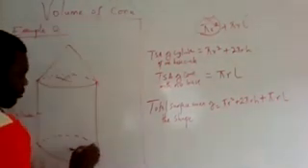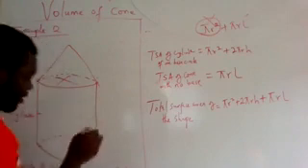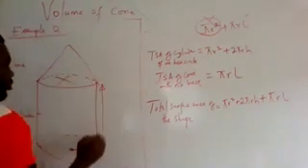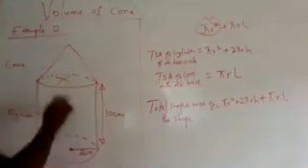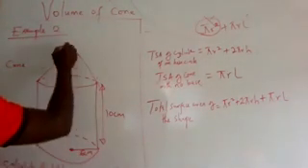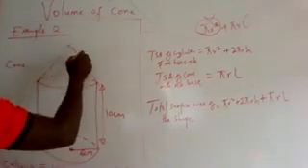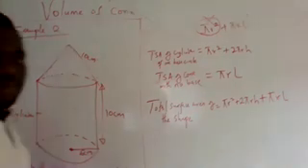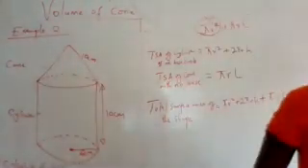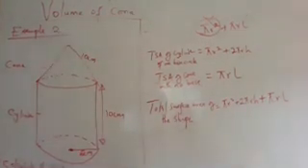This radius is 6 centimeters. This height that we have here, which is for the cylinder, is 10 centimeters. And then you are given this, the slant height, to be 10 centimeters. So I believe we now know what to do with this information.